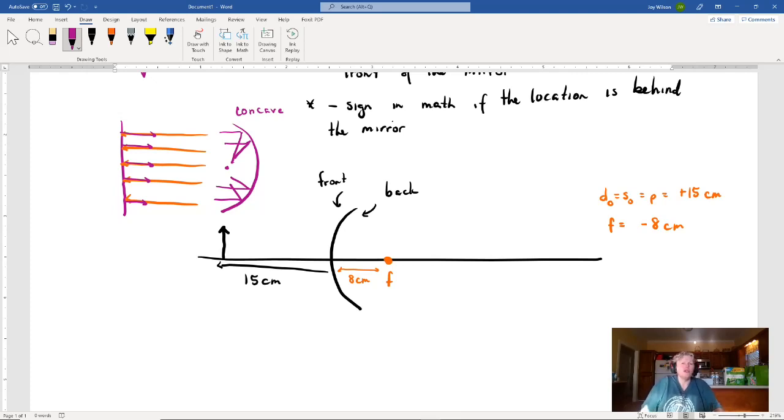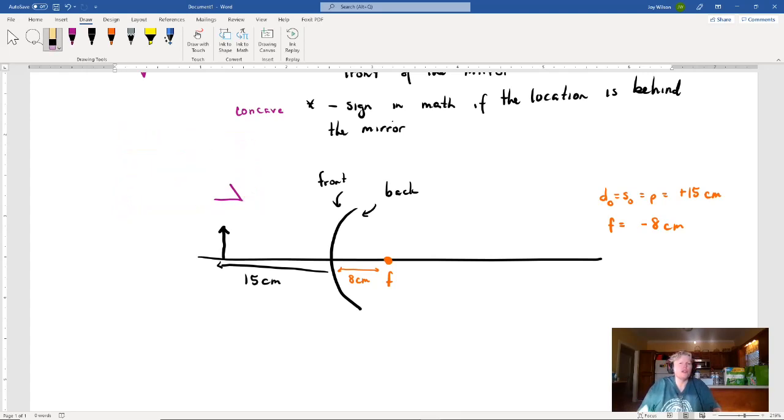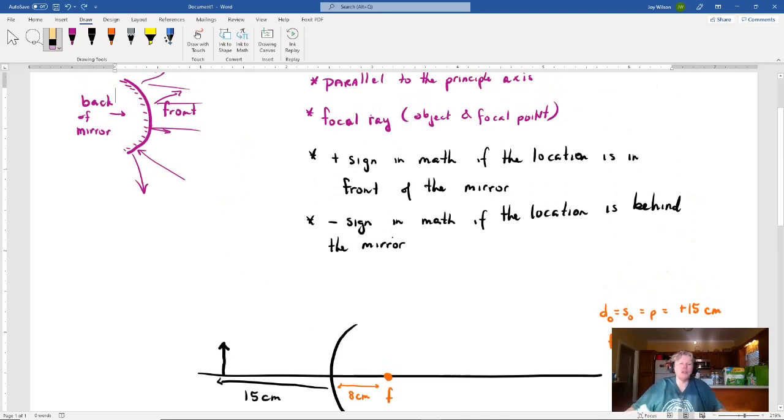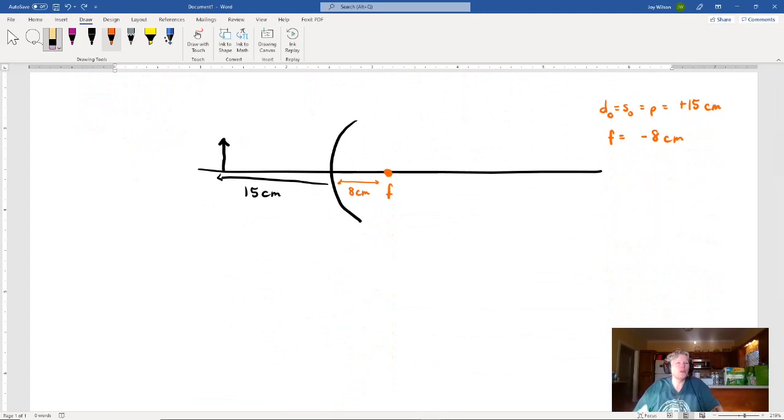So the first ray we're going to do, just like we've done with the other ones, get this picture off of there now, so it doesn't get in our way, is we're going to have a ray that comes in parallel to this principal axis. So it's going to come in parallel to our principal axis.